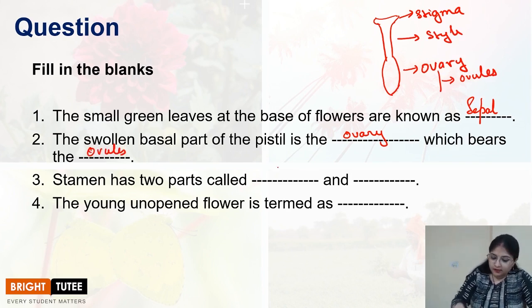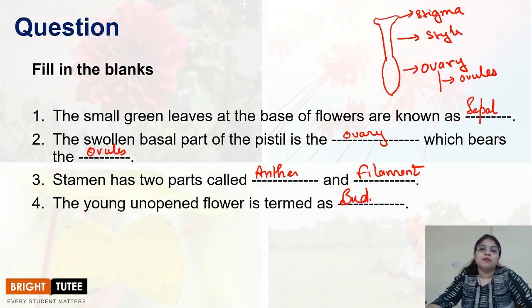Stamen has two parts. One was the anther and the other was the filament. The young unopened flower is termed as bud. Right? So the unopened flower is termed as bud, and the bud is covered with sepals, right?